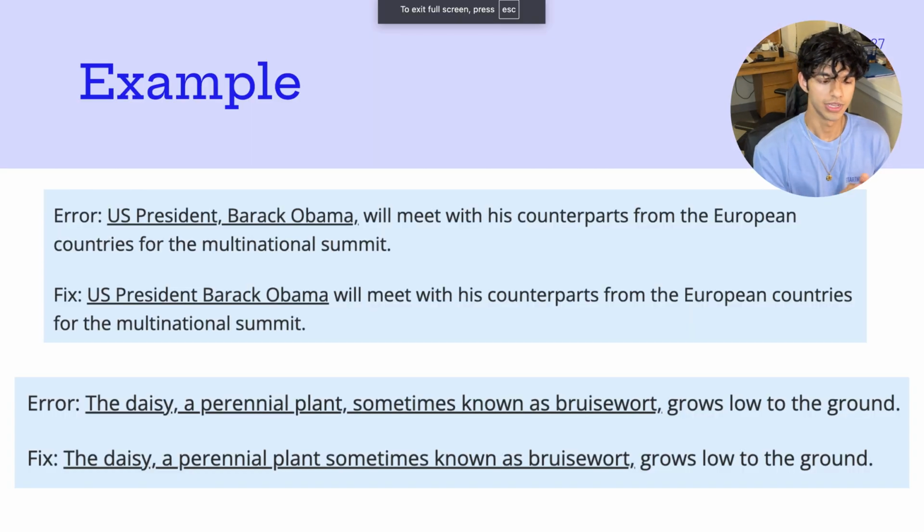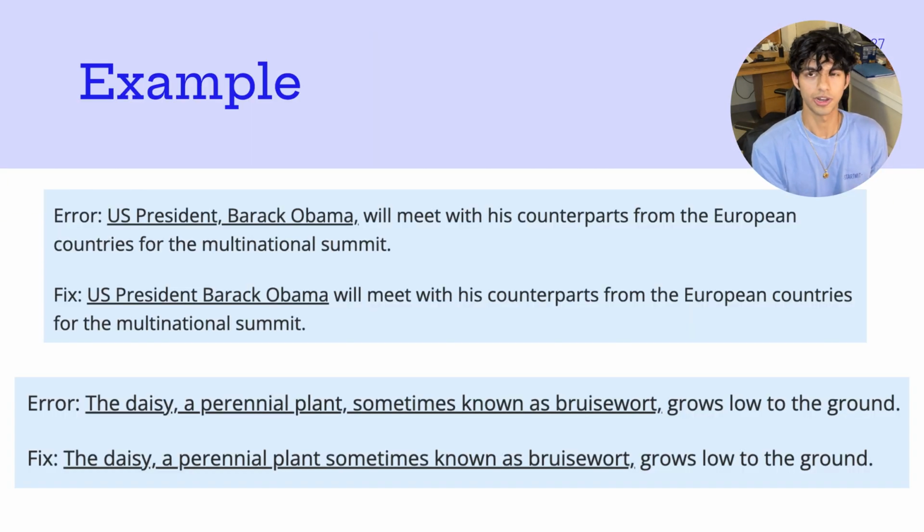So in the first example, this one's a little tricky because it seems like Barack Obama is not really important information since you're already saying president, but let's try it out, right? If you have something within 2 commas, you should be able to remove it from the sentence and it still makes perfect sense. Like that was just an extra detail, same thing as the dashes. But if we removed Barack Obama, it would say US President will meet with his counterparts. That doesn't make sense. You need the Barack Obama, and that's why you can't surround it in commas in this situation. US President Barack Obama. Let's see the second example.